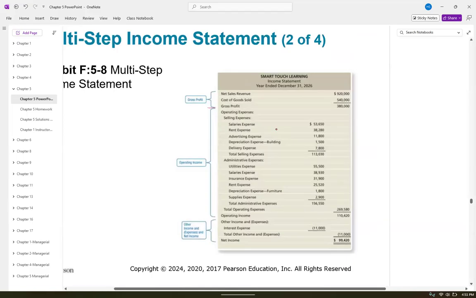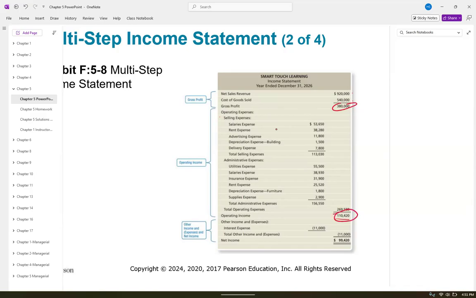Okay. So we kind of have this first section. You're always going to see net sales revenue minus cost of goods sold gives us gross profit. Okay. Then we have our operating expenses. We have selling category and administrative category. And then we get to operating income. Okay. We don't have this number or this number on a single step income statement.